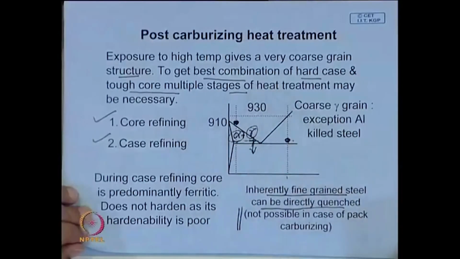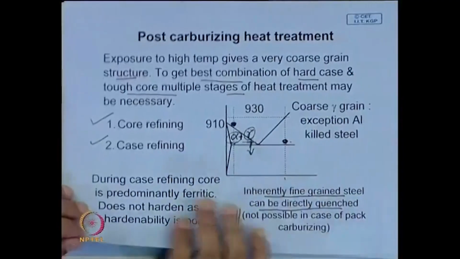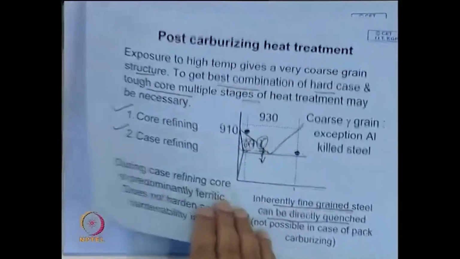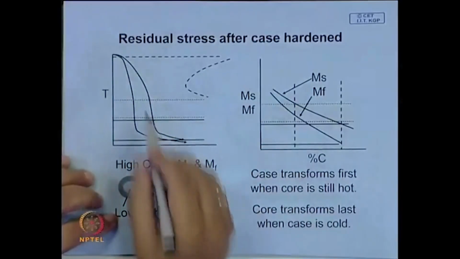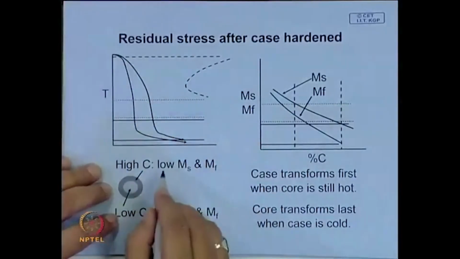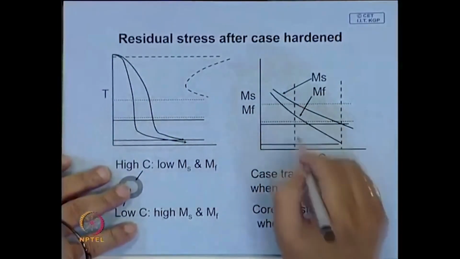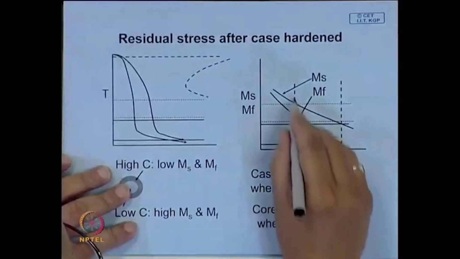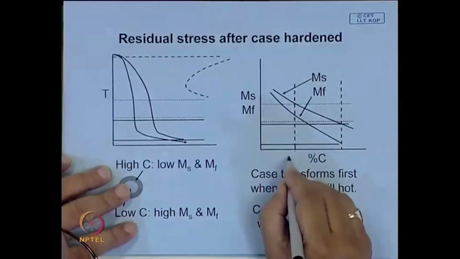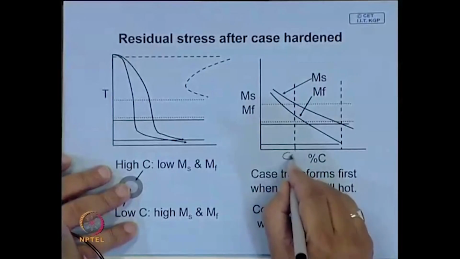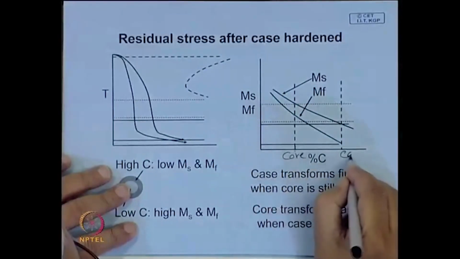It will still have a very tough core, and after this you also need to give some tempering heat treatment. And one of the important things in this type of hardening heat treatment is the development of favorable residual stress. Why do you get it? It is shown over here. You have a surface and the core, and they have different carbon content. Schematically I have shown, this is low carbon, this is core, this is case.